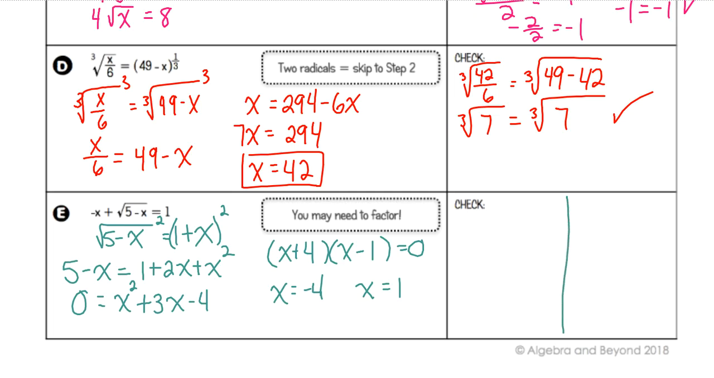So let's see what happens here. When I plug in a -4, I have -4 plus the square root of 5 minus -4, so I'm going to write that as +4, equals 1. So this becomes a +4. 5 plus 4 is 9, so I have the square root of 9, which is 3, and I can see that I get 7 equals 1, and that is not true. So that means that this -4 that I got as a solution is extraneous. It doesn't work when I plug it back in.